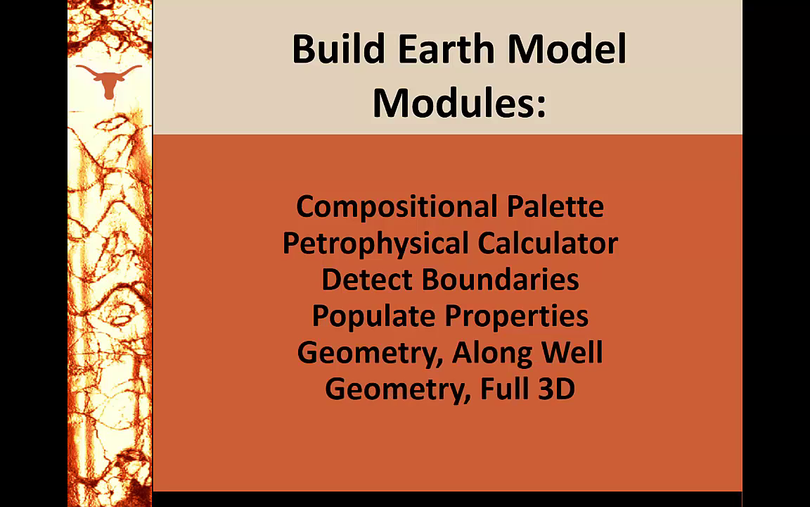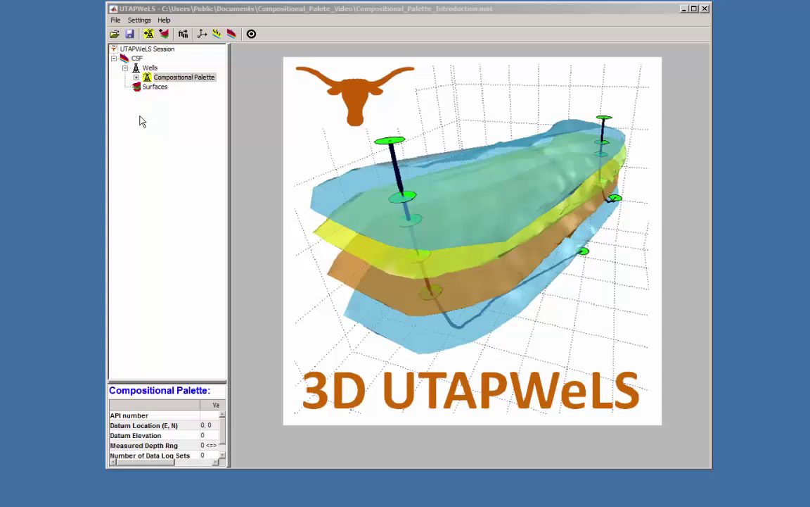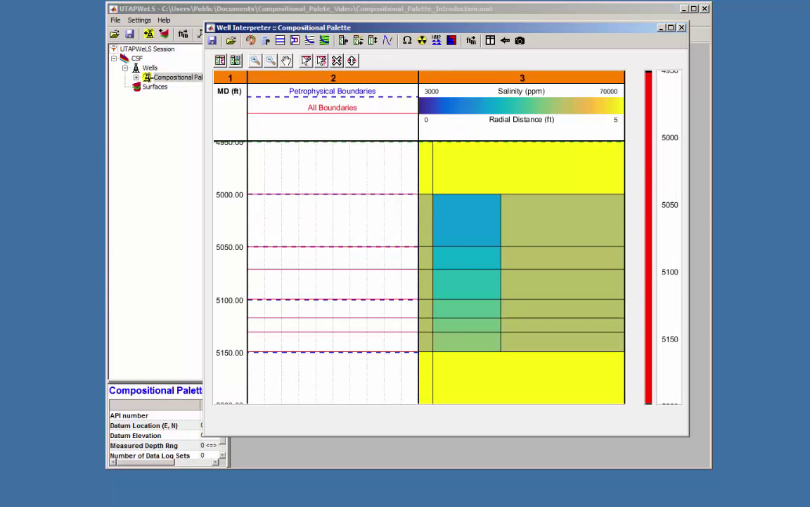The Build Earth model consists of 6 modules listed here: Compositional Palette, Petrophysical Calculator, Detect Boundaries, Populate Properties, Geometry Along Well, Geometry Full 3D. This is a series of videos which present the modules and what they do in more detail. We also have a video demonstrating how to create a simple Earth model. It is an Earth model with 5 layers and 2 radial zones.